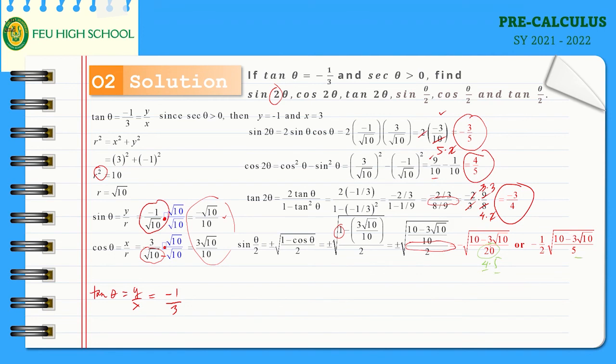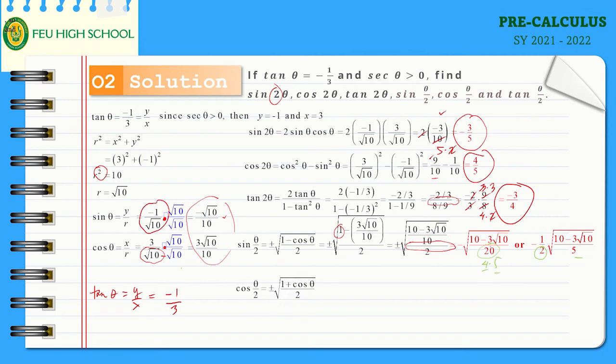So, square root of 4 is 2. Kaya may 2 dito sa labas. Okay? And then, huwag kalimutan na nasa denominator yung 20, kaya nasa denominator din yung 2. And then, there's always 1 in the numerator. So, 1 half. So, negative 1 half times the square root of 10 minus 3 square root of 10 all over 5.